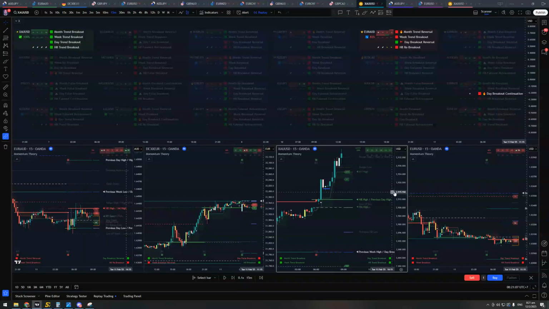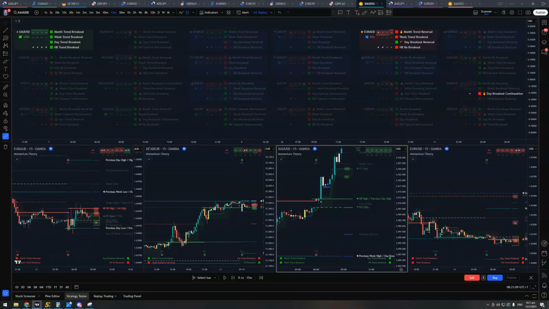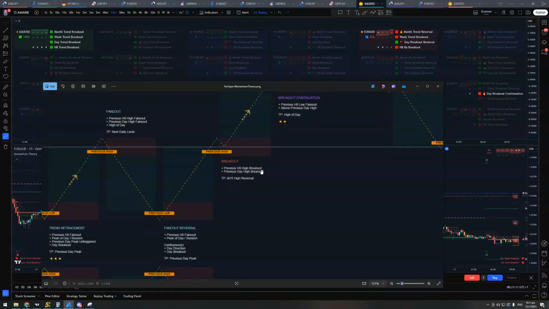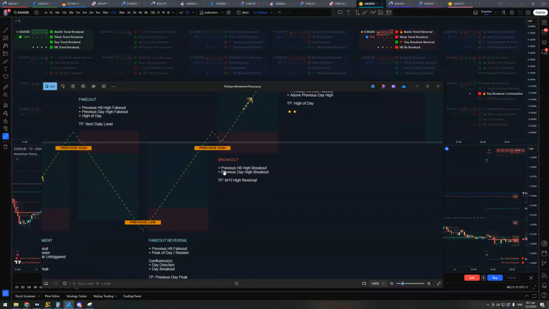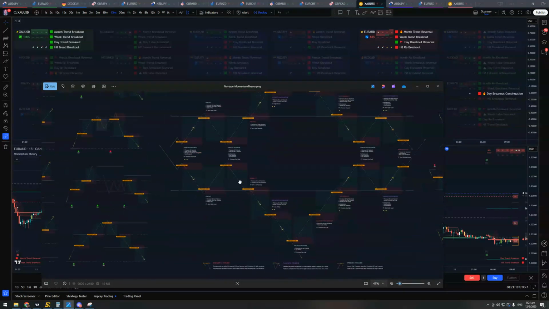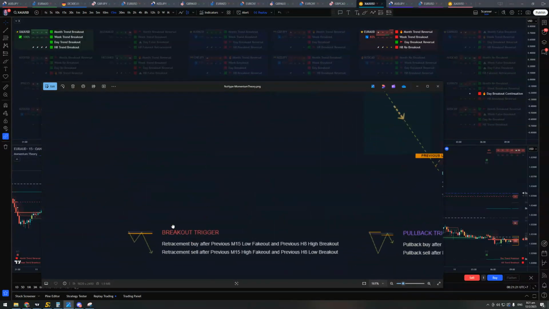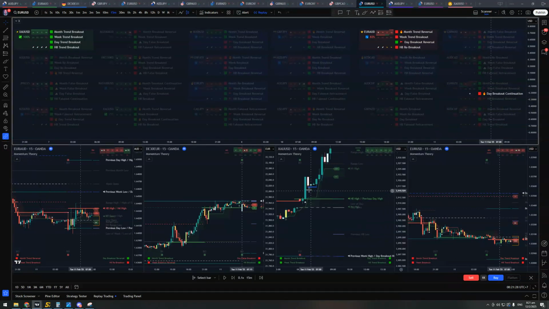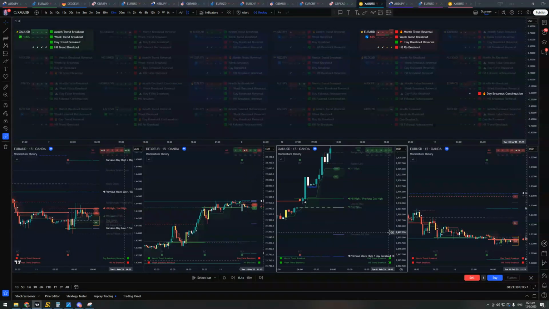So this is a setup for me, or how I get in on these breakouts. Most breakouts fail. So whenever I want to take a breakout, which is an H8 high breakout plus a previous day high breakout, color coded red, I get in with a breakout trigger: retracement, buy after a previous M15 low fake out and a previous H8 high breakout. So this would have been the entry, but I did not take that.